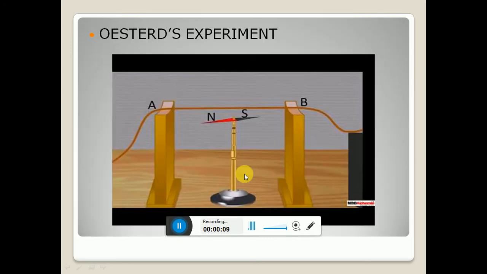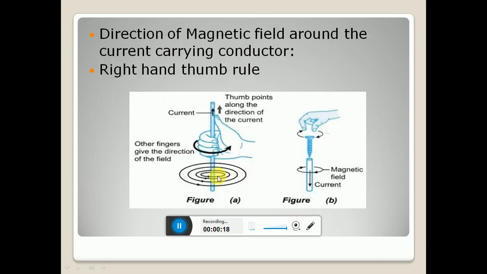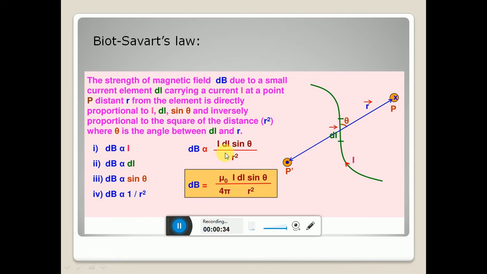In the last class we studied about Oersted's experiment, the outcome of this experiment, and the rules to determine the direction of magnetic field along the current carrying conductor. The first one is the right hand thumb rule, the second one is Ampere's swimming rule, and the third one is Maxwell's corkscrew rule. Biot and Savart's law, which gives the magnitude of the magnetic field along the current carrying conductor.